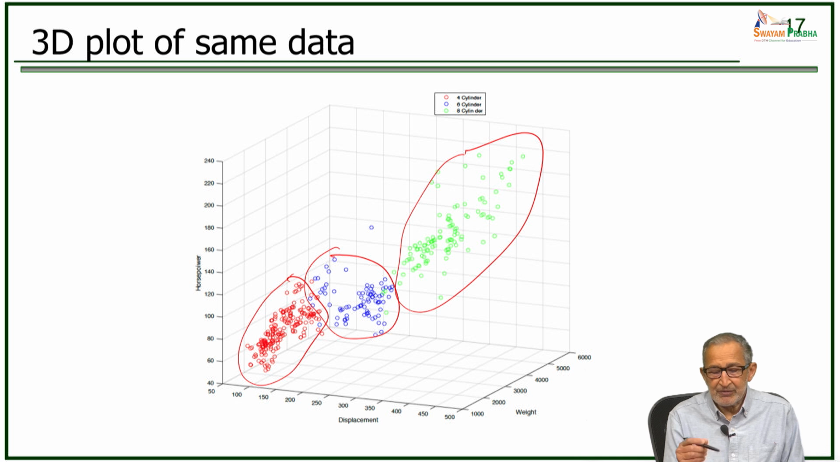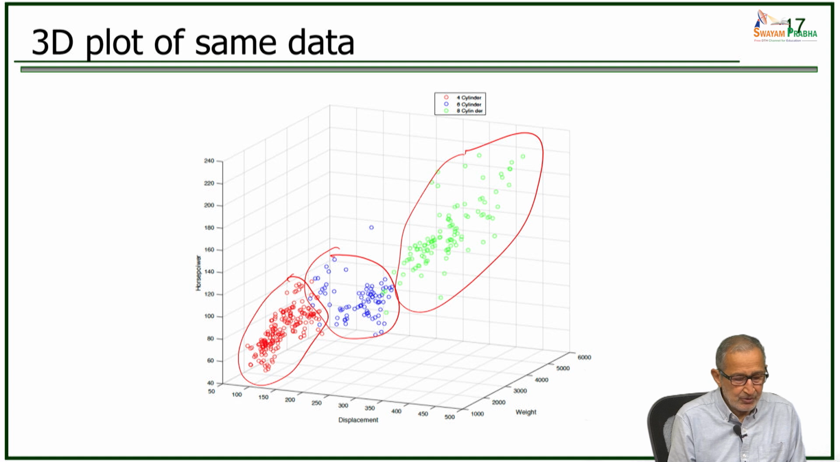Okay. Even if the data was unlabeled as shown here, you would notice by rotating the figure and looking at the 3D plot from many different points of view that there are 3 separate clusters.